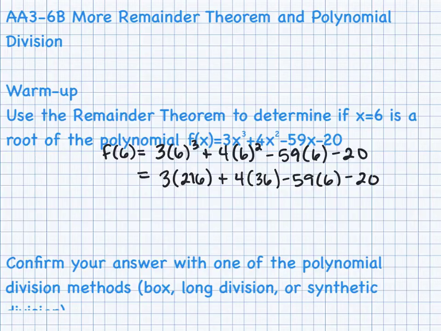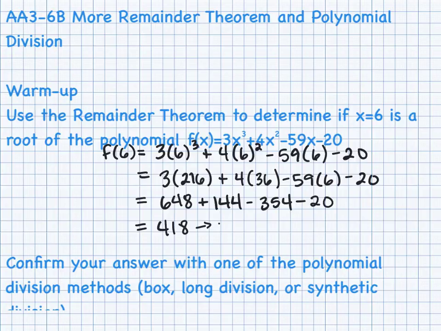You can also put all of this in the calculator, but I do like to have the work shown so you understand where it comes from. 3 times 216 is 648. 4 times 36 is 144. 59 times 6 is 354. And minus 20. And then we can plop all that in the calculator. 648 plus 144 minus 354 minus 20. And that gives us 418. Now, this is our remainder.